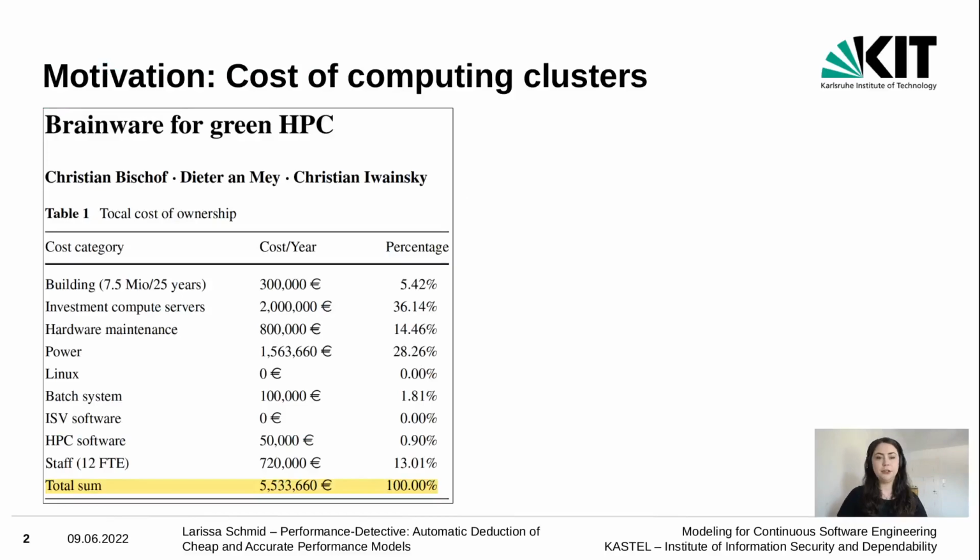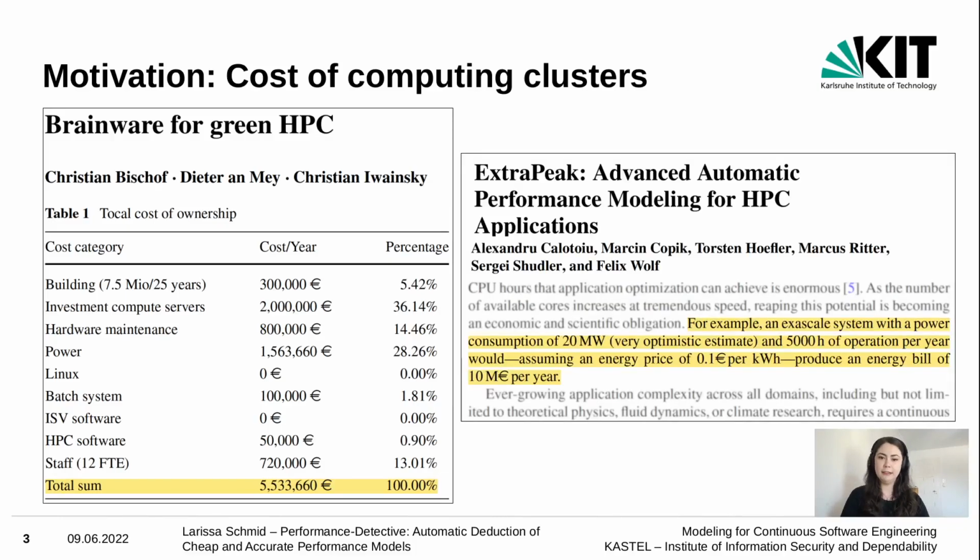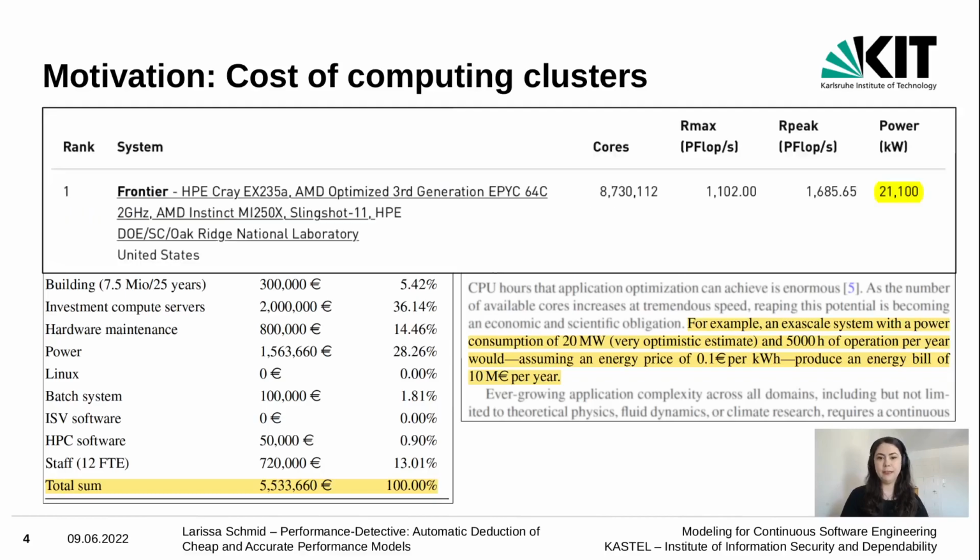To start off, the motivation for our work was the high cost of computing clusters. For example, this paper estimates 5.5 million euros of yearly operating cost of the cluster in Aachen. And this other paper predicts an energy bill of 10 million euros per year for an exascale system with their, at this time, very optimistic estimate of 20 megawatt, which now turns out to be quite realistic now that Frontier has been announced with 21 megawatt of power. And looking at the rising energy prices, the energy bill produced by Frontier may be even higher than the 10 million euros per year that they predicted.